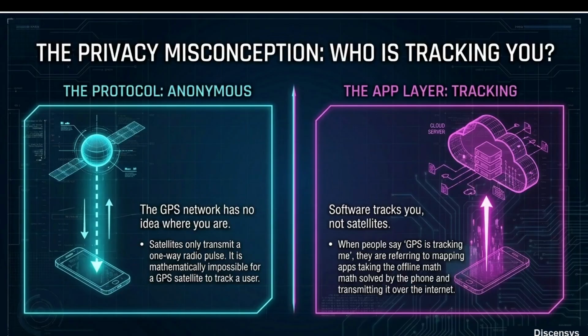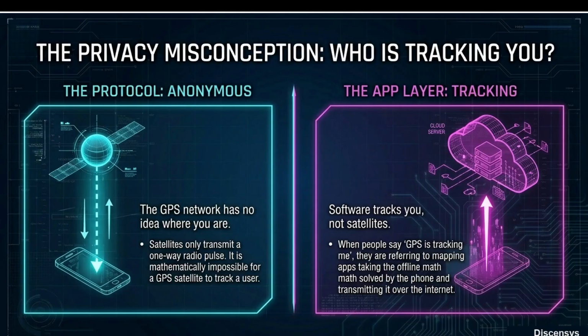The privacy misconception: who is tracking you? As we have talked about before, GPS is not a network that is going to track us. It's just a one-way signal. It doesn't receive any information. That's what I mean by one-way: it can only send signals. It cannot receive signals from our devices. So it's mathematically impossible for GPS to track a user because it doesn't receive any signals.